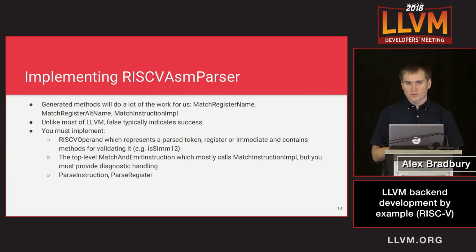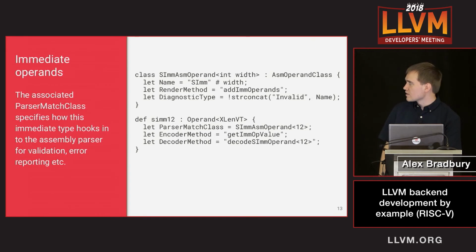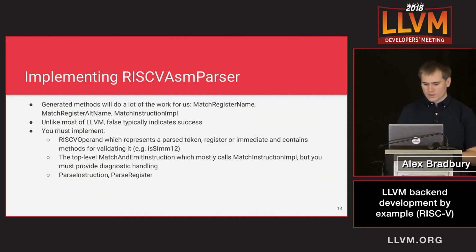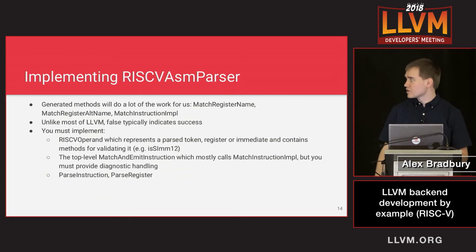In terms of things you have to implement, a class to represent those operands as they're parsed. In our case, RISCVOperand, which indicates whether it's a register, whether it's an immediate, and also has those methods I mentioned, which get called and are named according to this ASM operand class in order to check whether it actually fits that definition. So checking whether your integer really is a signed 12-bit immediate. And on top of that, you need to implement some diagnostic handling, which is an important part of the assembly parser, as well as some top-level logic for actually parsing an instruction or parsing a register.